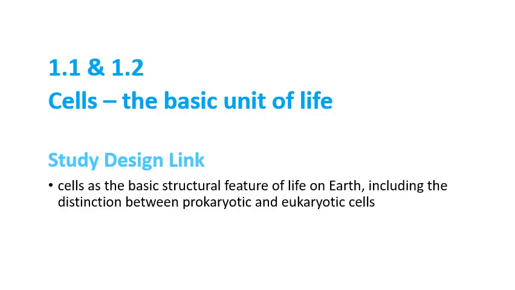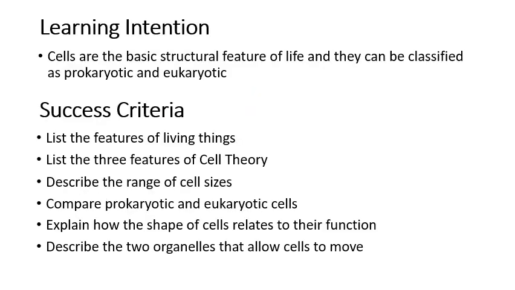Linking back to the study design, this is all about the dot point you can see here, where cells are the basic structural feature of life on Earth, and we need to be able to compare prokaryotic and eukaryotic cells. Here is the key learning intention, which is pretty similar to the study design. So you need to know that cells are the basic structure of life and that we can classify them into those two groups. So I want you to pause now, read through those success criteria carefully, and that's what you should be able to do at the end of this topic, at the end of this section.